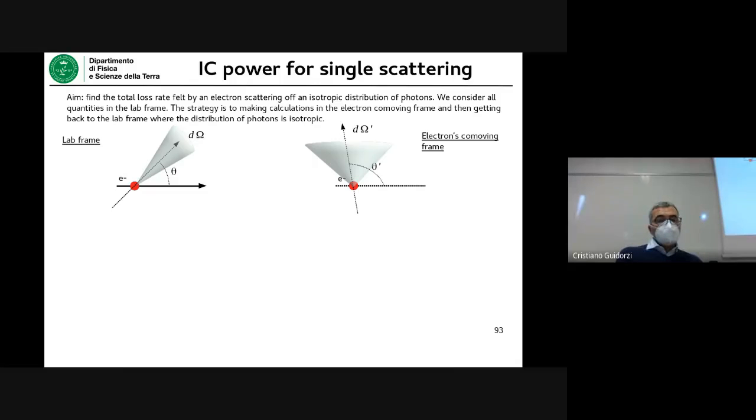So the task that we set ourselves is now to find the power emitted by, or lost by, the electron and given to the photons. So power, the amount of energy lost per unit time because of inverse Compton scattering.